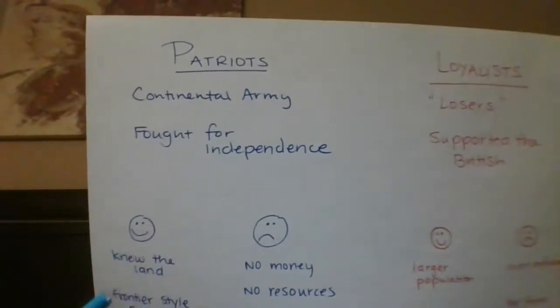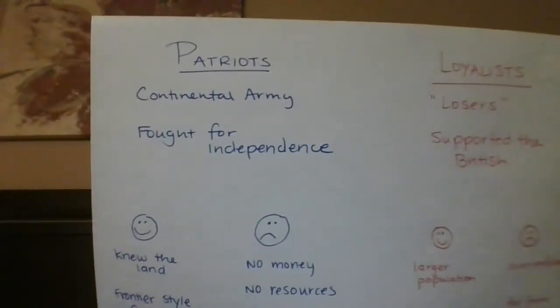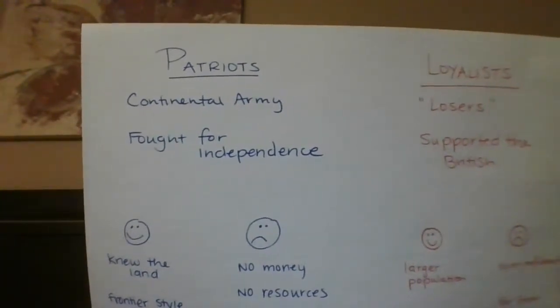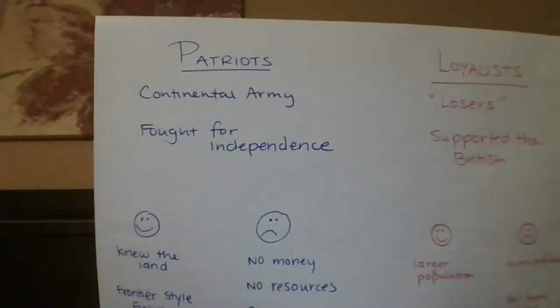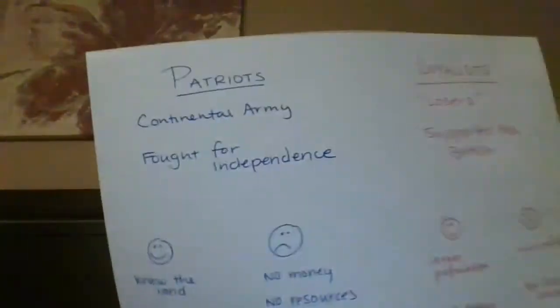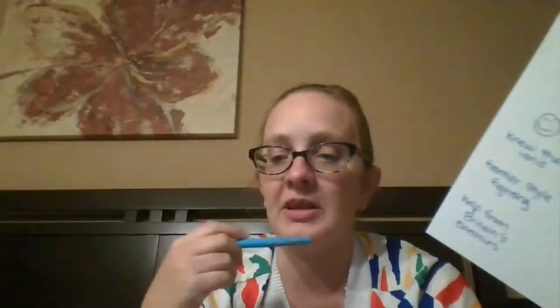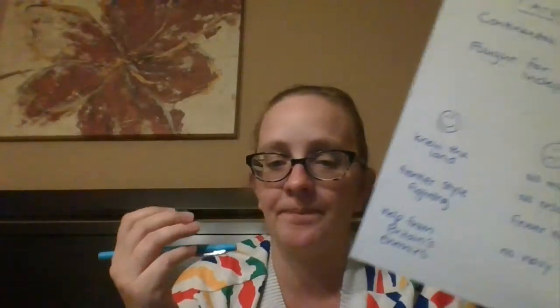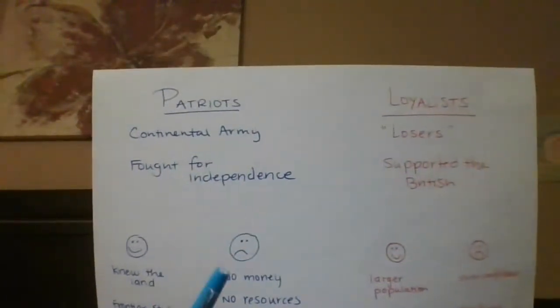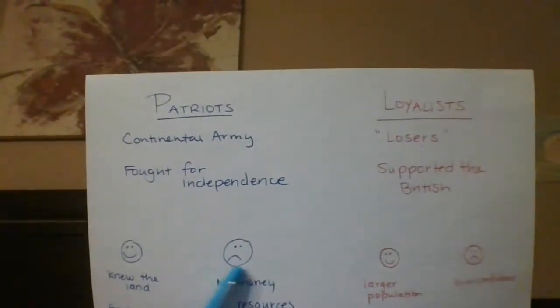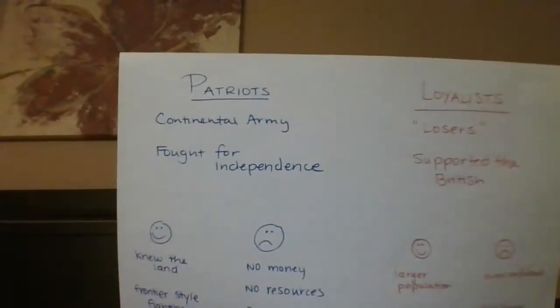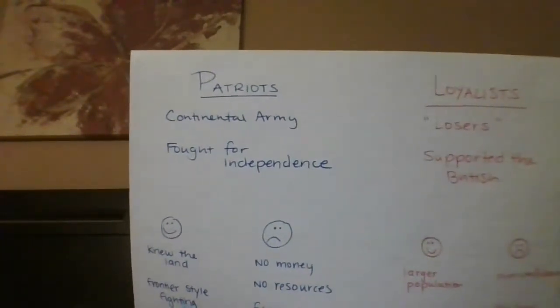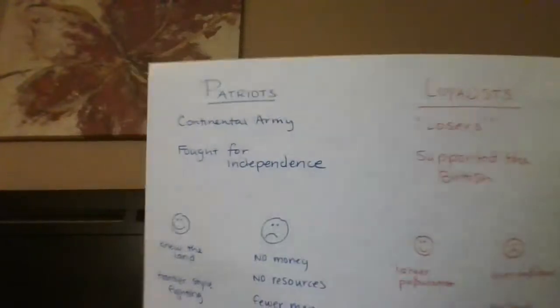The positives that they had were that they knew the land, they had a frontier fighting style. And they got help from Britain's enemies. So they don't have a lot going for them, but the advantages they have are major advantages. And then the negatives are they had no money, they had no resources, they had fewer men, and they had no navy. So those are their negatives.